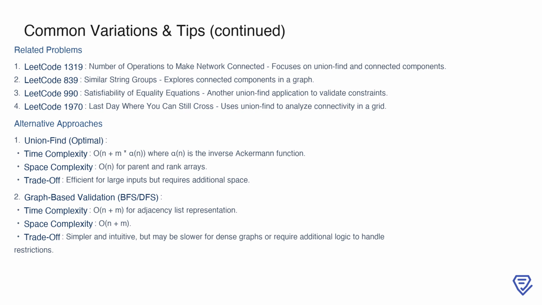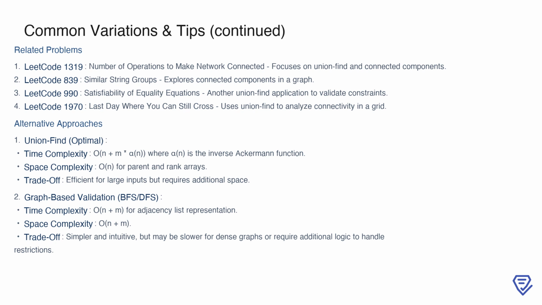LeetCode 839 explores similar concepts through the problem of finding connected components in a graph of similar string groups. LeetCode 990 involves validating constraints using Union Find, specifically for equations involving equality and inequality. Finally, LeetCode 1970 uses Union Find to analyze connectivity in a grid, offering yet another perspective on how this technique can be applied. Alongside these related problems, there are two main approaches you can use to solve this problem.